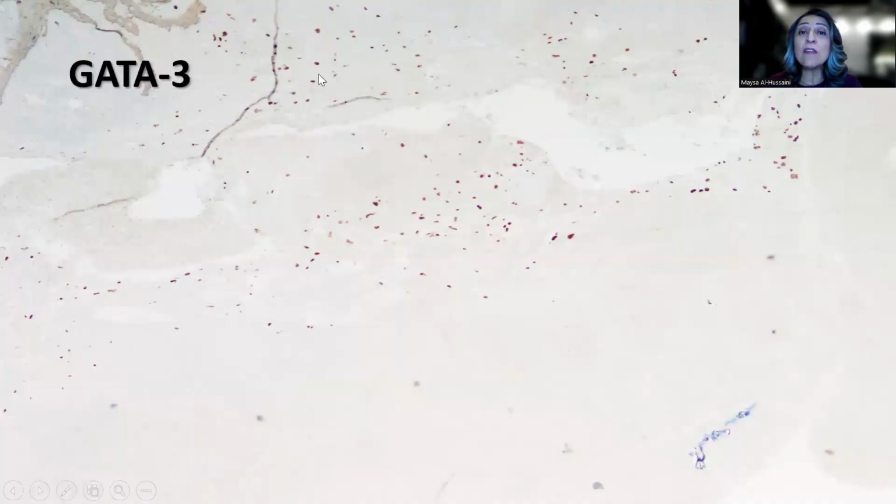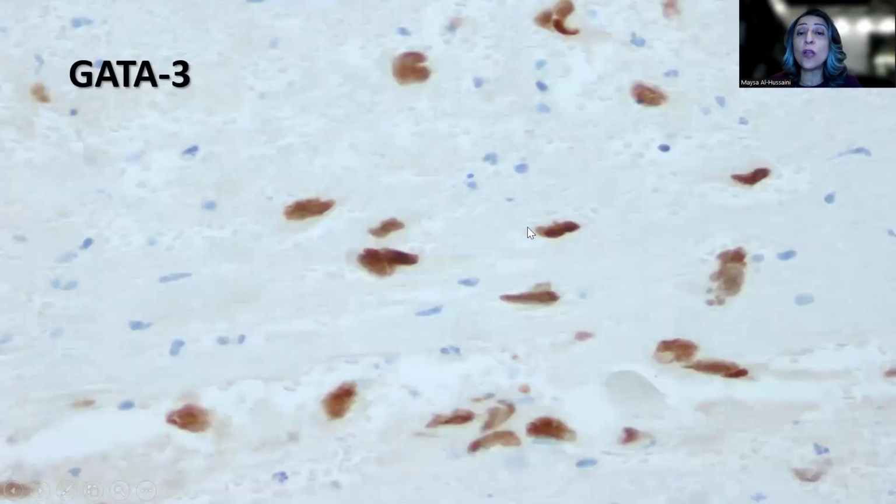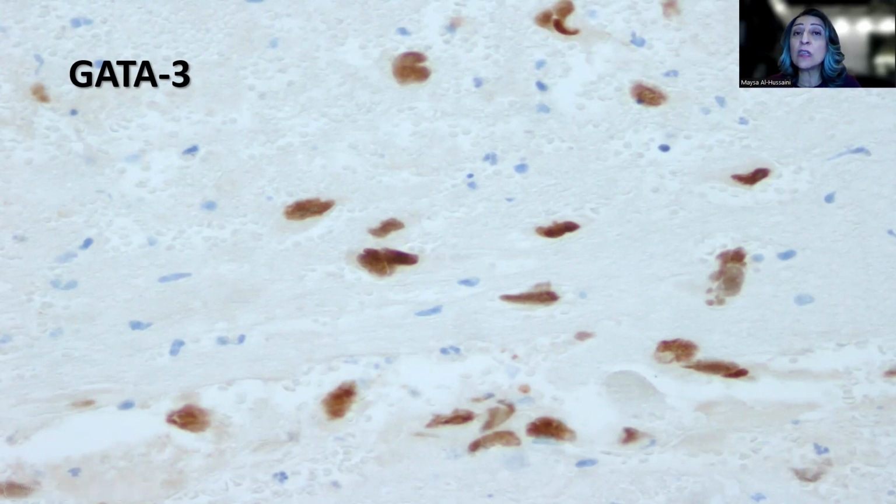And those areas were strongly positive with GATA3. So all those punctate cells dispersed among the hemorrhagic and the blood clot fragments were GATA3 positive, and this is on higher power magnification. And remember, GATA3 is extremely useful in showing the syncytiotrophoblasts, in particular in cases of choriocarcinoma, but even as a component of germinoma or other germ cell tumors.